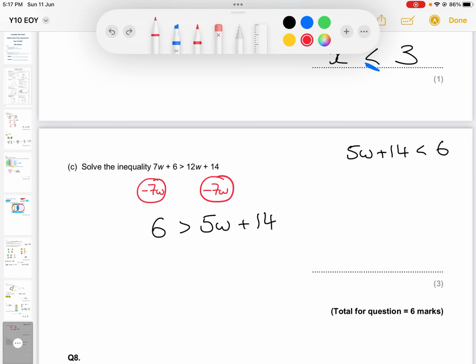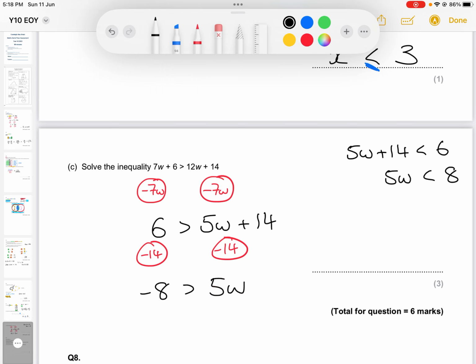Whichever way you take it, we're trying to now get w on its own, and the first step of that is taking away that 4 in order to get rid of that plus 4, which will leave us with a 2 greater than 5w here, or I'll just write the other one up here, it'd be 5w less than 2. And then our last step, we're going to divide both sides by 5, so we get w on its own, which will give me 0.4 is greater than w, or w is less than 0.4.